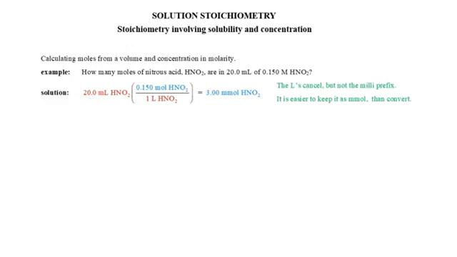But once you have that, you can plug in your numbers. We got 20 milliliters and 0.15 moles per liter, so we do the math and we end up with 3 millimoles. It's okay. That's fabulous.